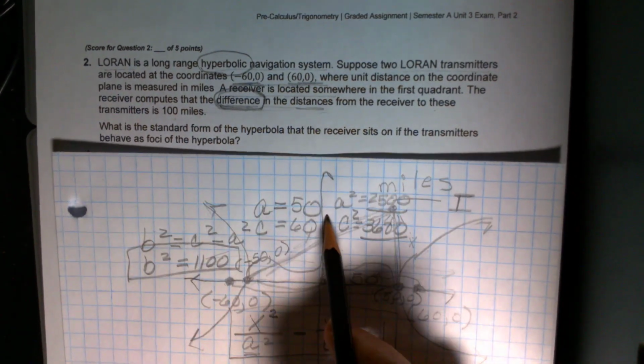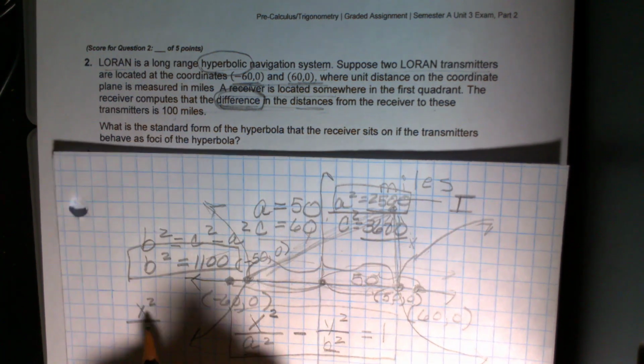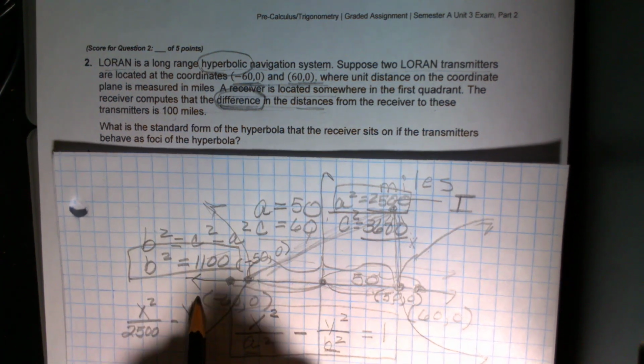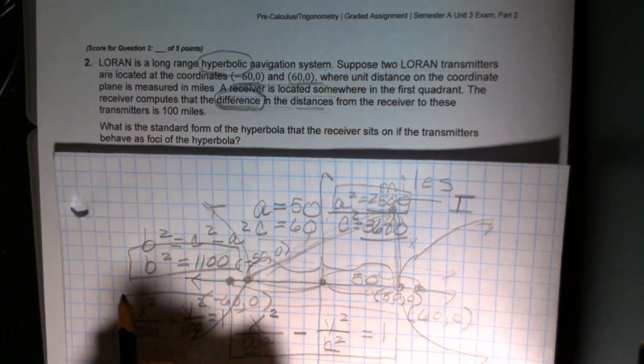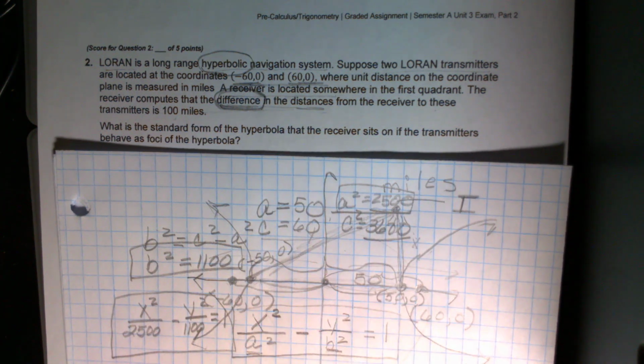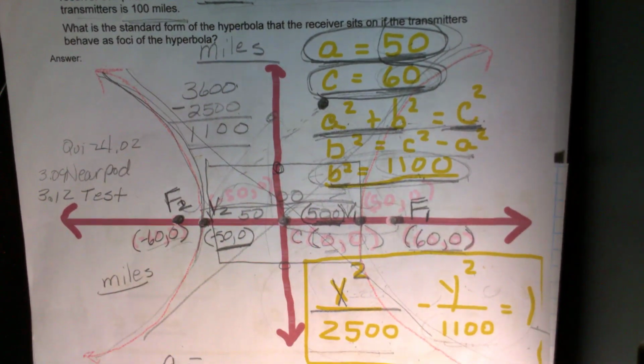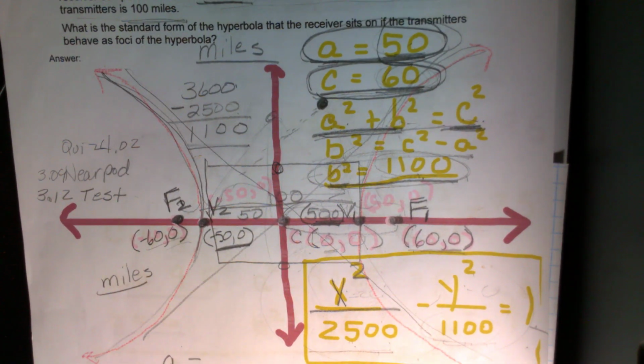So I have B squared and I have A squared. I'm going to put those into the formula. So it's going to be X squared over 2500 minus Y squared over 1100 equals 1. I think setting up that sketch, which got kind of messy here, was the hard part in the beginning, to orient yourself to where everything is. And then once you have that, then you can just plug everything into the equation. Alright, I hope that helps.